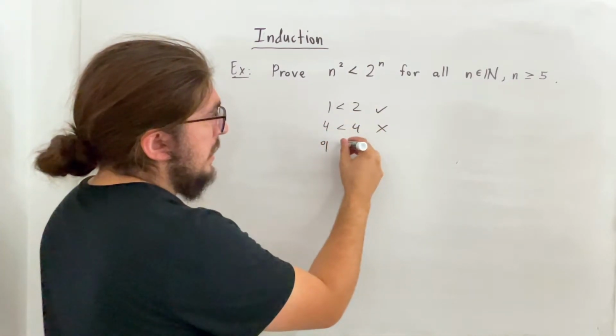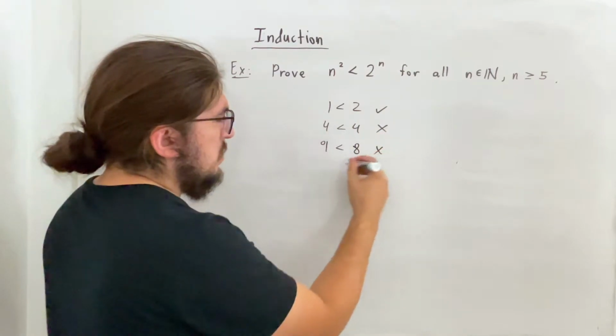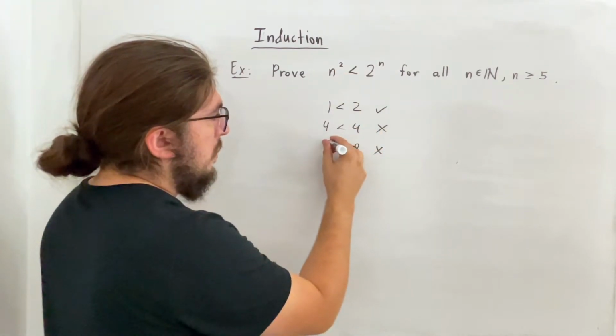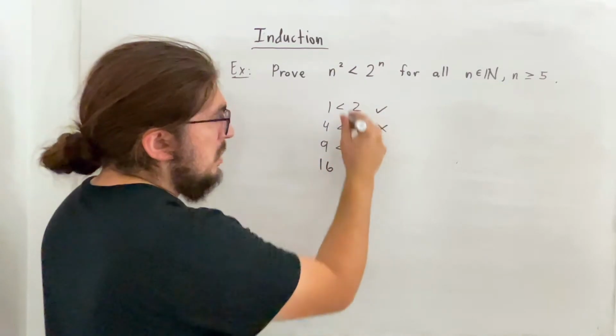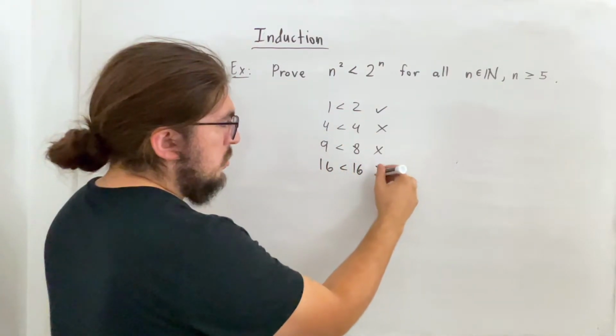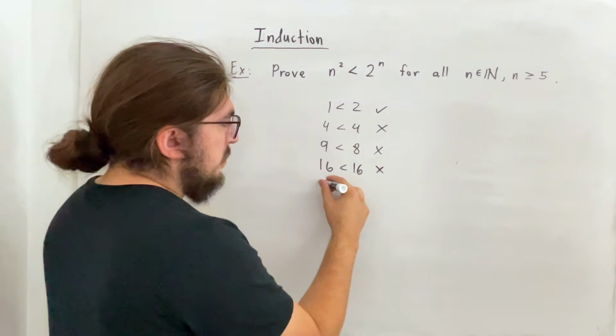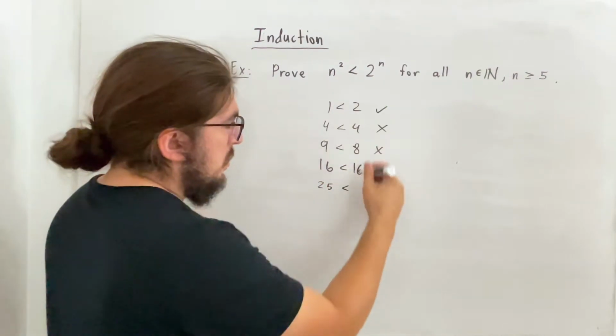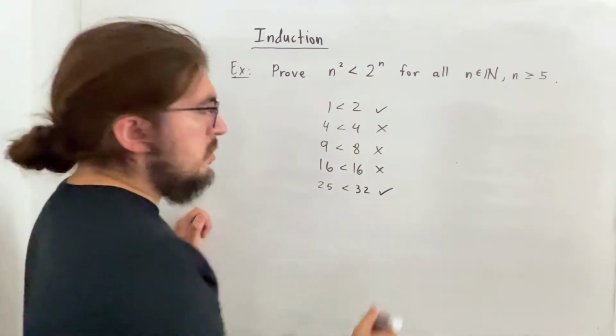You get 9 is less than 2 to the 3, which is 8. That's not true. When you plug in 4, 4 squared is 16. 2 to the 4 is also 16. That's also not true. But then when you plug in 5, you get 5 squared is 25, and 2 to the 5th is 32, and here it is true.